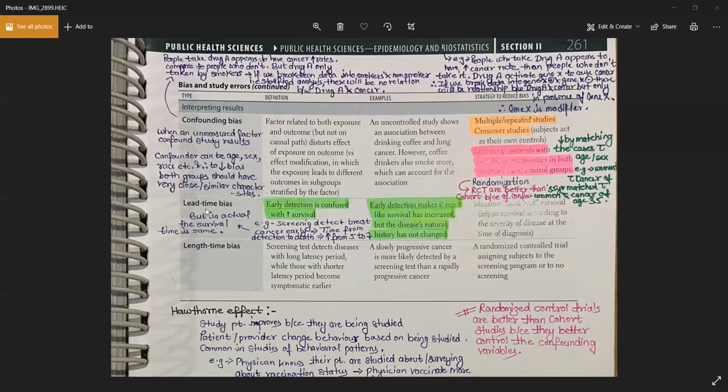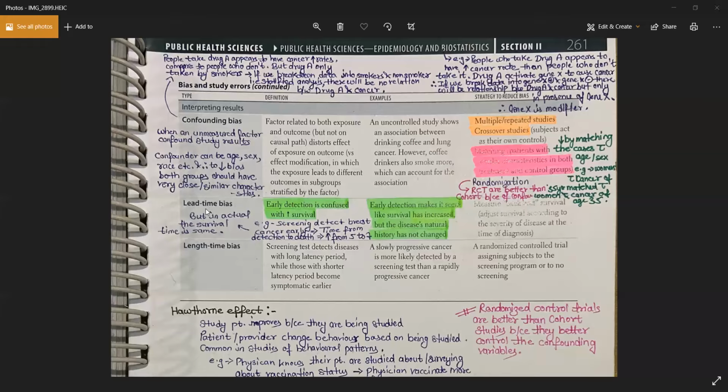Okay, then comes the lead time bias and the length time bias. See, let us suppose there is a cancer, and the usual way to detect the cancer is at 50 years of age. Let's say the patient got the cancer at 30 years of age, and by the conventional method I am detecting the cancer at 50 years of age. Now I have made a test which can easily detect the cancer at, say, 40 years. And let's say the death of the patient occurs at 70.